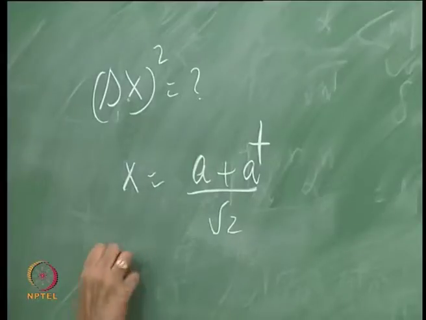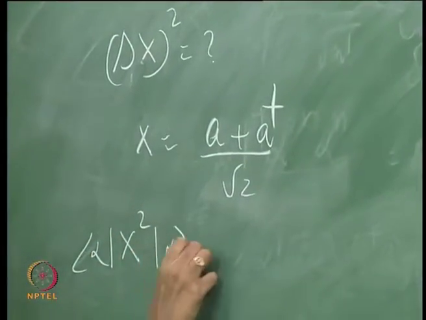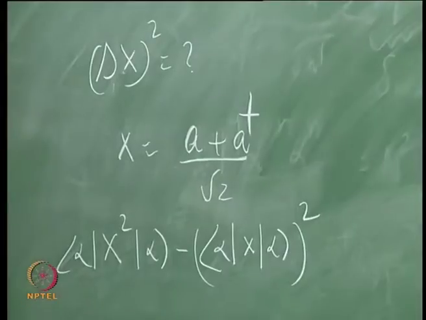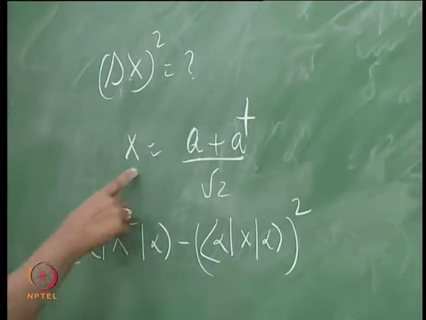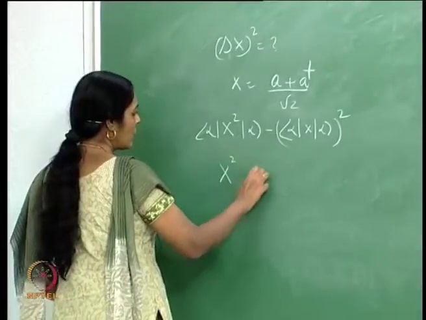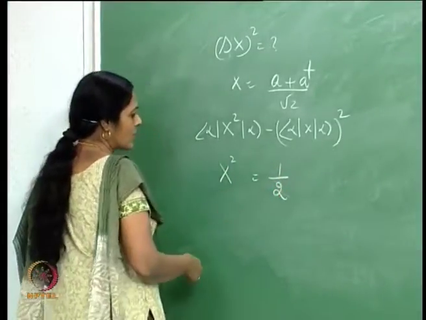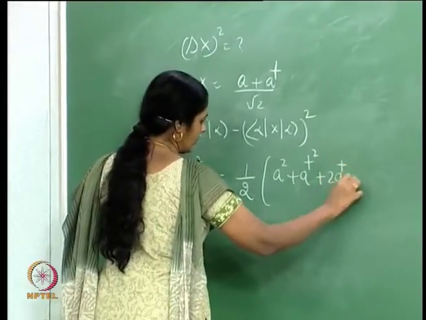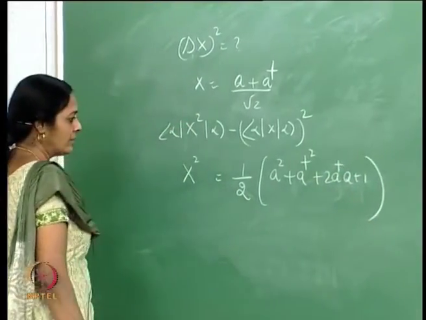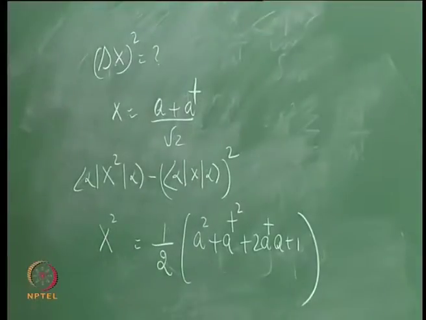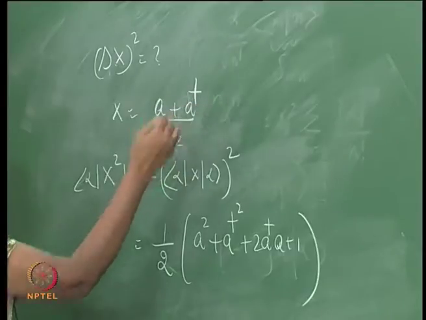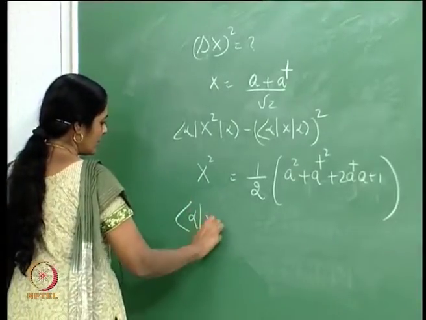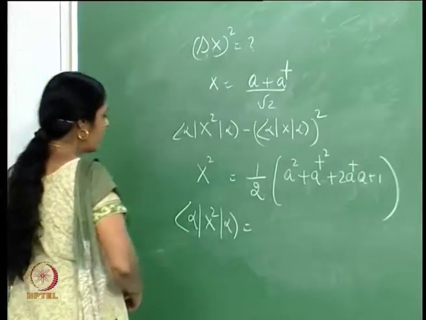So, essentially I need to find expectation x squared minus expectation x the whole squared. So, let me begin with expectation x squared. X squared, even from the last lecture, is simply a squared plus a dagger squared plus 2 a dagger a plus 1, because in x squared you would have had a a dagger plus a dagger a, and I use the commutation relation and get this.